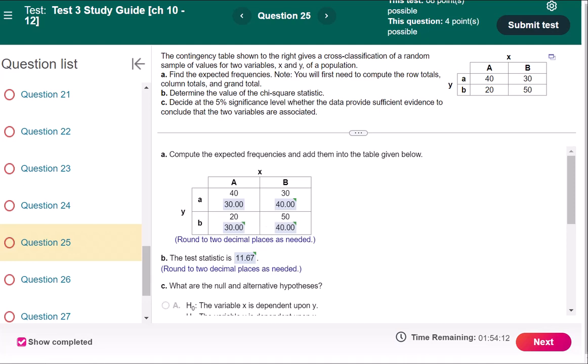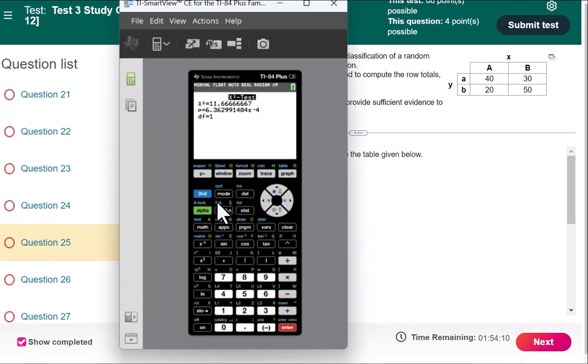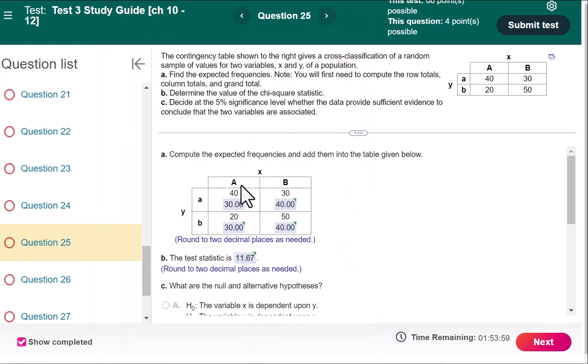Now let me show you the expected values on the calculator. That's what he wanted. You just press second and matrix, and you just scroll down to B, guys, which is 2 by 2. Press enter twice, and these are 30, 40, 30, 40. And look, 30, 40, 30, 40.